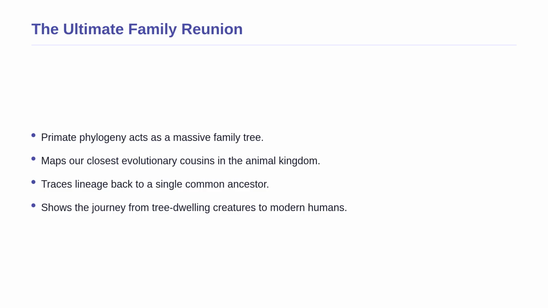Primate phylogeny is essentially the ultimate family tree for our specific branch of life. It maps out exactly who our closest evolutionary cousins are, like chimpanzees and gorillas, and traces our lineage back to a single common great-grandparent that lived millions of years ago. By looking at this tree, we can see the step-by-step journey of how a small, tree-dwelling creature eventually gave rise to modern humans, walking on two legs.